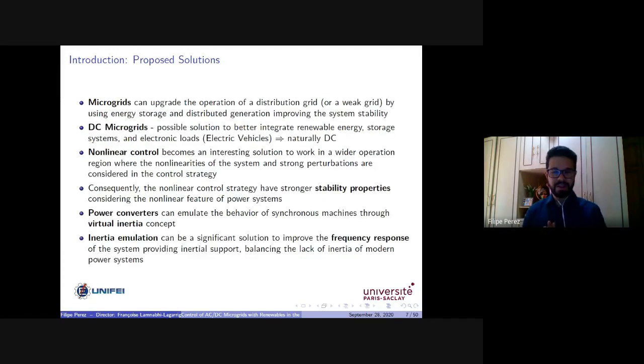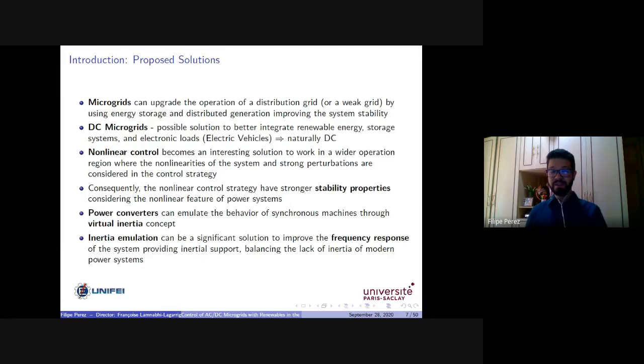And here are the proposed solutions that are brought in this context. So the microgrids can upgrade the operation of the distribution system by using energy storage units to provide power balance and voltage stability in the grid. And the DC microgrids can be a better solution to integrate renewables, since the electronic devices are naturally DC.